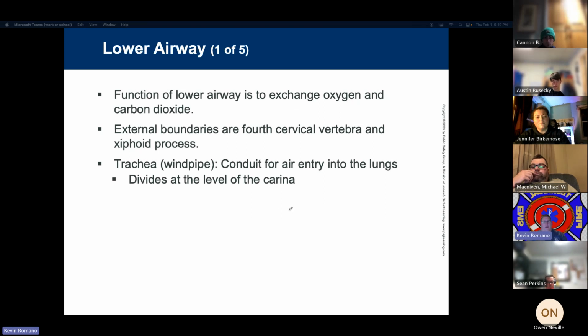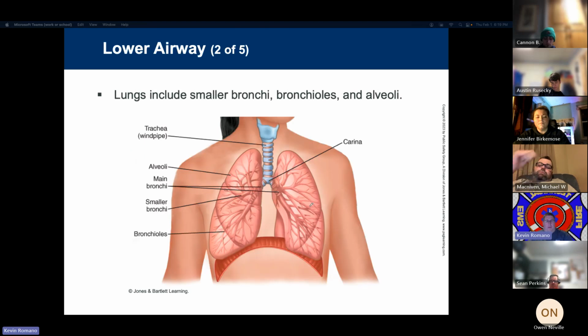level of the carina. Remember the carina being where it splits off and it comes down and splits like this, or the right and left mainstem, as we can see here. So the carina being here, and it branches off right and left mainstem. Then it goes into the bronchioles, and it branches off, branches off, branches off. And at the end of those are your alveolar sacs.